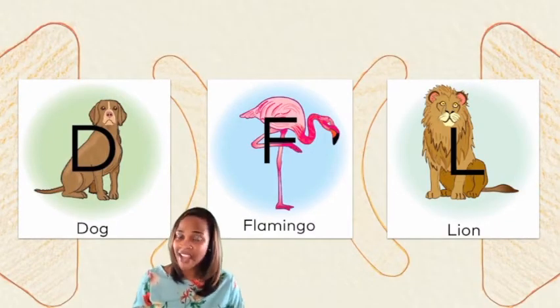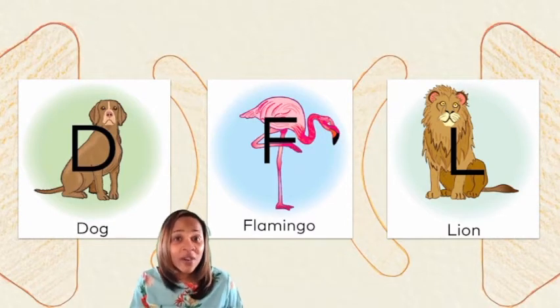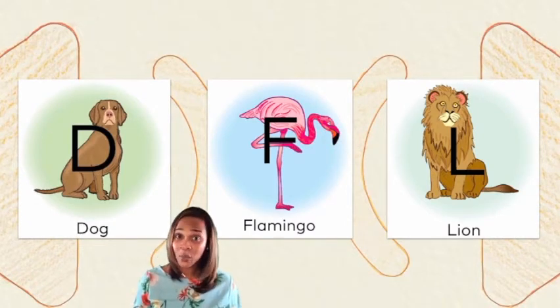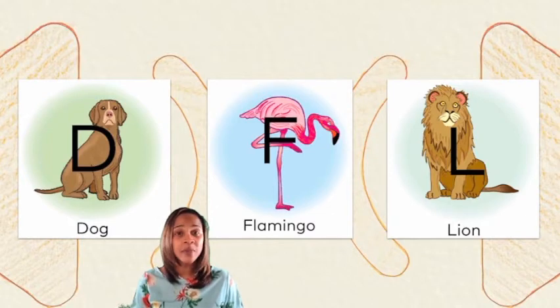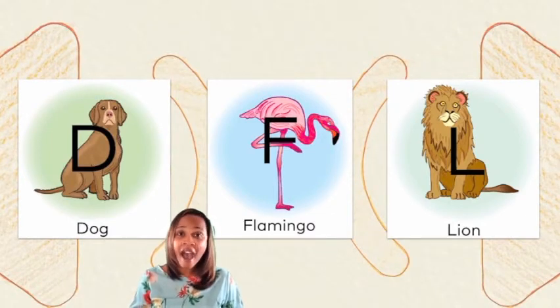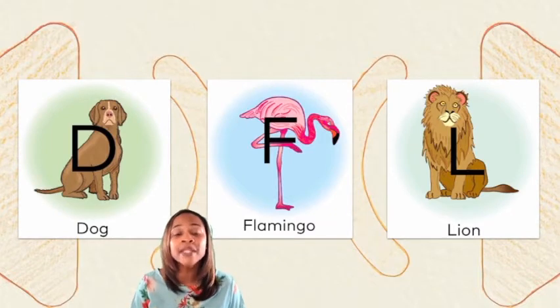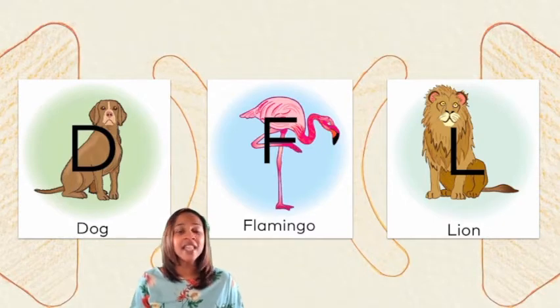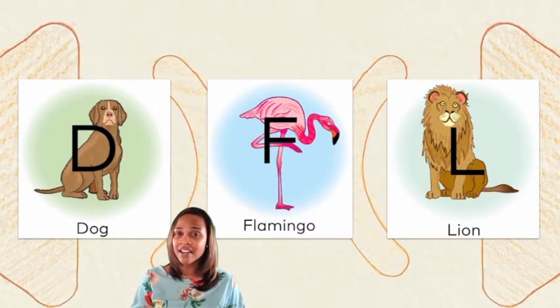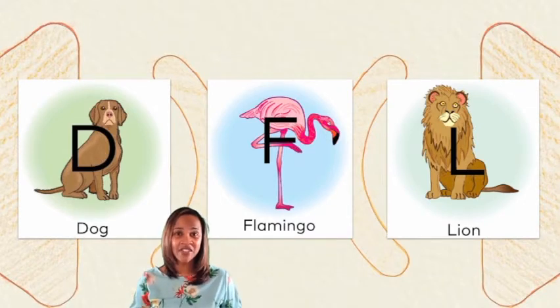Remember our letter sound chant. We're going to use these words to help us remember the letters. We're going to use the dog to help us remember the D sound. We're going to use the letter F, flamingo, to help us remember the F sound. And we're going to use the lion to help us remember the sound for the letter L. I want you to repeat the chant after me. We'll start with the letter D. Ready?